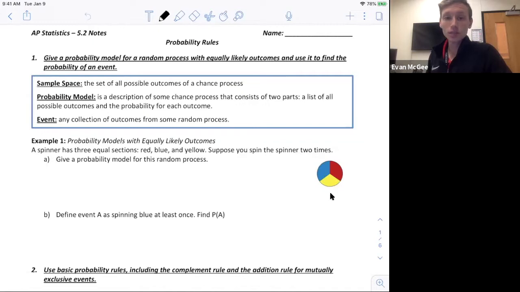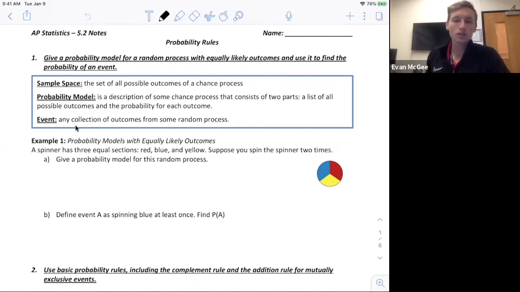The sample space is the set of all possible outcomes of a chance process. A probability model gives us two things. It lists all the possible outcomes, which is the sample space, and then it tells the probability for each of those outcomes. An event is any collection of outcomes from some random process. I'll give a couple of examples of those in a moment.